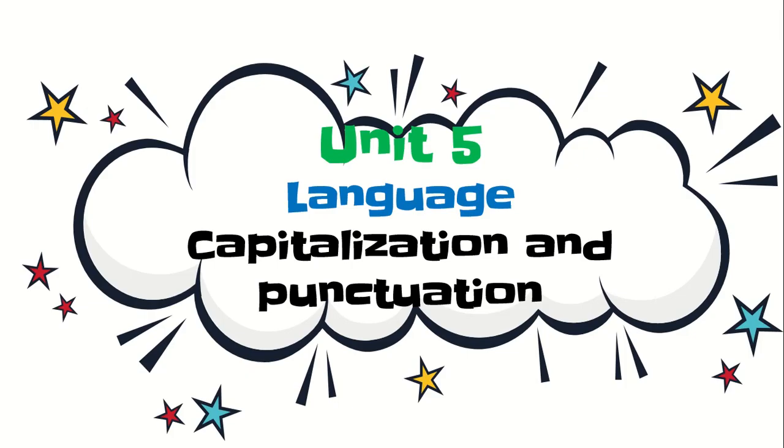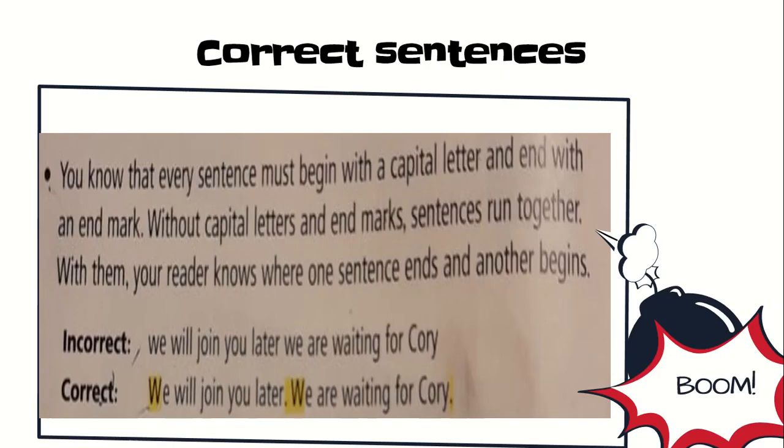Today, we will work on language. We're on Unit 5, capitalization and punctuation. Correct sentences is the lesson. You know that every sentence must begin with a capital letter and end with an end mark. Without capital letters and end marks, sentences run together. Readers don't know where one sentence ends and another begins. We have seen this in Unit 1.